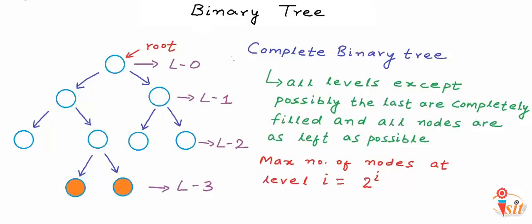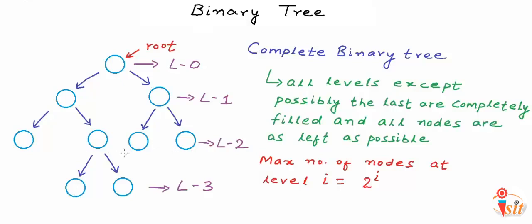At level 2 we can have 2 to the power 2 nodes at max, which is 4. So in general, at any level i we can have at max 2 to the power i nodes. You should be able to see this very clearly because each node can have 2 children. So if we have x nodes at a level, then each of these x nodes can have 2 children. So at next level we can have at most 2x children.